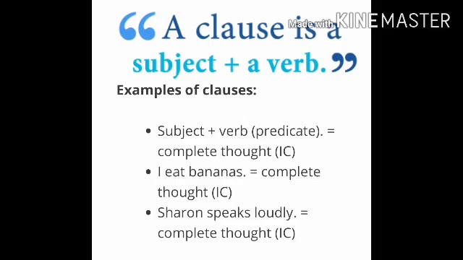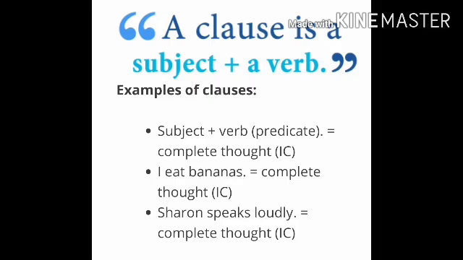As we have already seen, a phrase doesn't have a subject and a predicate, right? But here we will see what is the difference in these clauses. Okay, so you can see on the screen, a clause is a subject plus a verb combination. That means in a sentence you will be able to find a subject, a verb, and a predicate, which in total we can say is a complete thought. That particular sentence is called a complete clause.